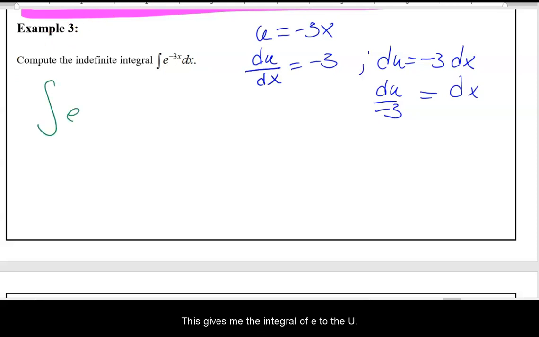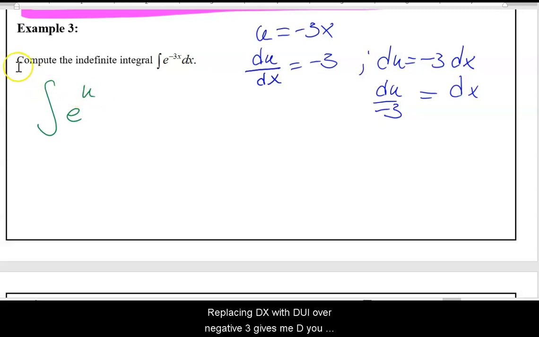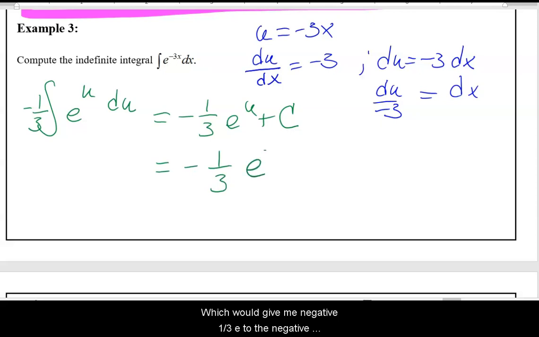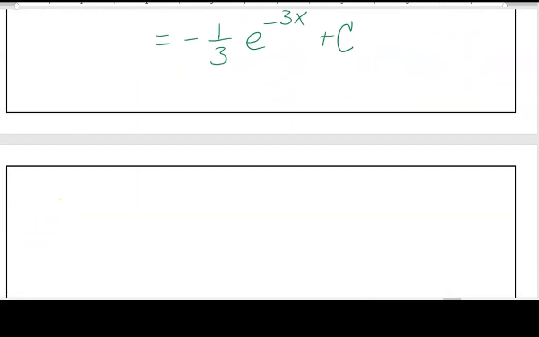This gives me the integral of e to the u times, replacing dx with du over negative 3, du, and I could pull the negative 1/3 straight out front if I want. The integral of e to the u is, of course, still e to the u plus some unknown constant. Then I back substitute for the value of u, which would give me negative 1/3 e to the negative 3x plus a constant. That's the end of that problem. There's no more work to be done there. Let's take a look at another example.